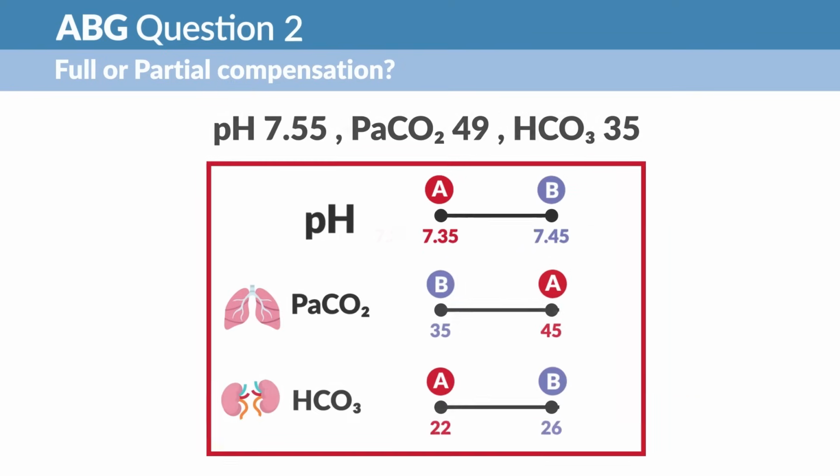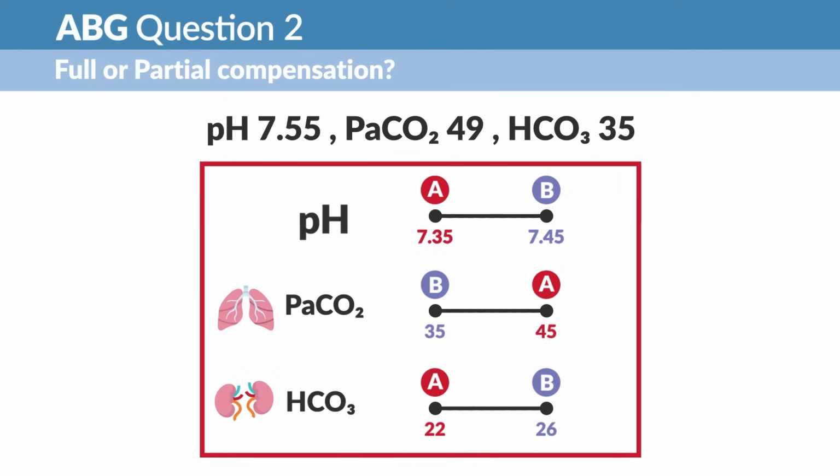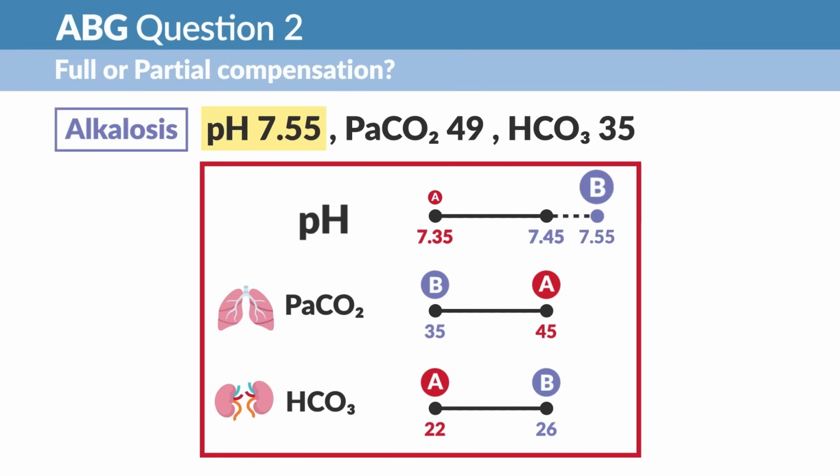Now, ABG question number 2. pH that is 7.55, CO2 of 49, and a HCO₃ of 35. We're filling out the marching band suit. So step number 1, what is our pH? That is primary. 7.55. So that's B, that is base, alkalosis.